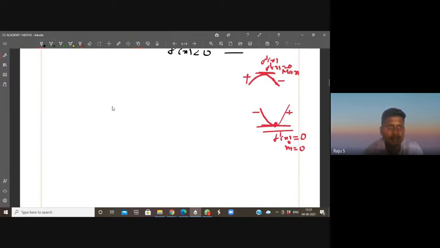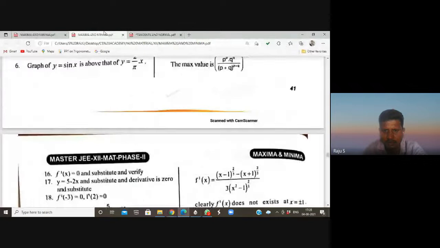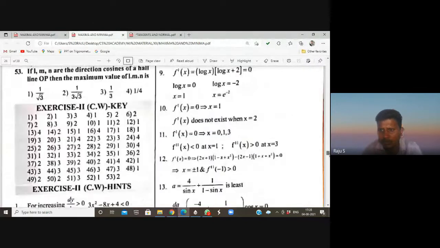So this is the way of checking f dash of x, whether we are getting a minimum value or maximum value, like plus to minus, minus to plus. Right. Let's see some questions so you can understand very clearly. I'm going to solve the problems here.